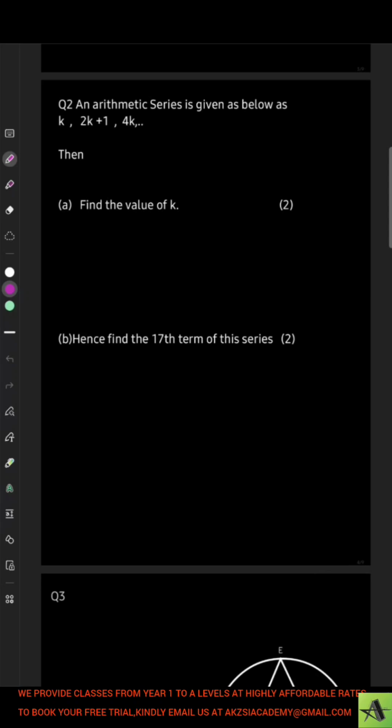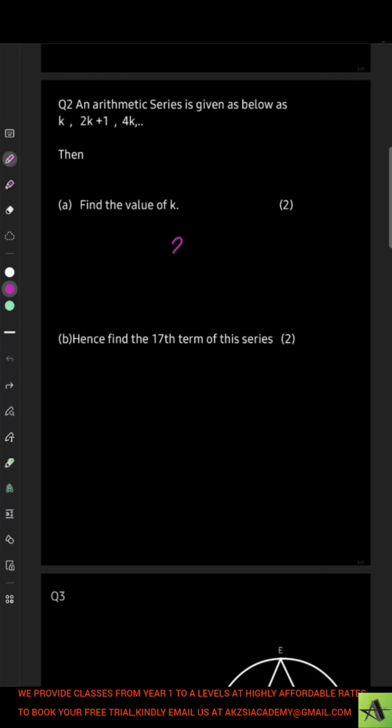If we keep on adding a constant number, we keep on getting the next term. So now it says find the value of k. That means whatever be the difference here, the same difference would be here. If I'm saying that I'm adding the same number, that means the same number is the difference of these two numbers. Similarly, that same number is the difference of the next two numbers.